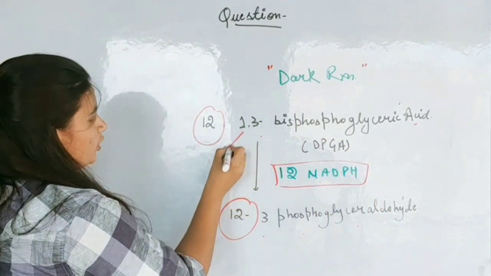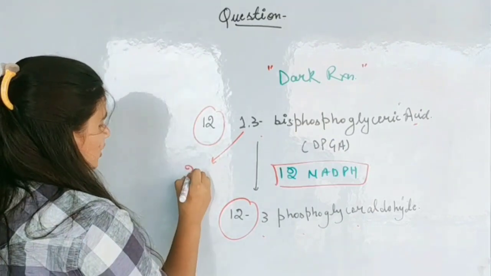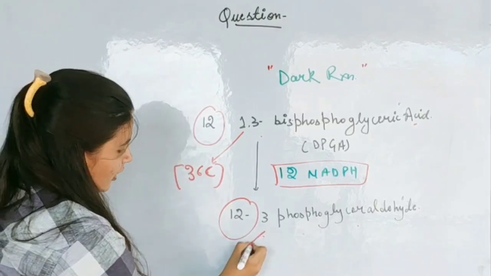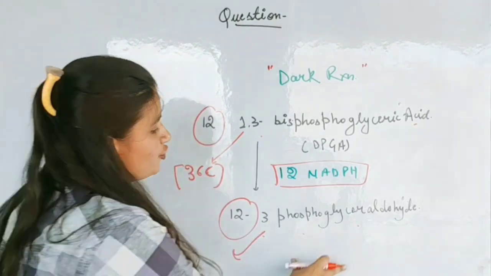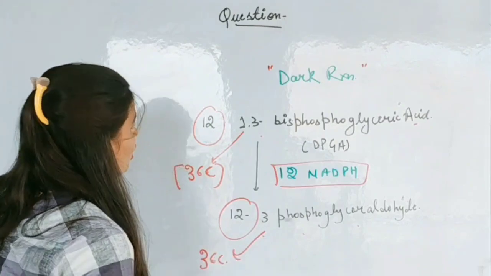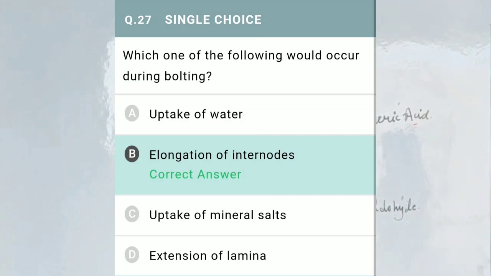Now, the number of carbons present in biphosphoglyceric acid is 36 carbons, and the number of carbons present in 3-phosphoglyceraldehyde is also 36 carbons. Now, move to next question, that is question number 27. Which of the following could occur during bolting?